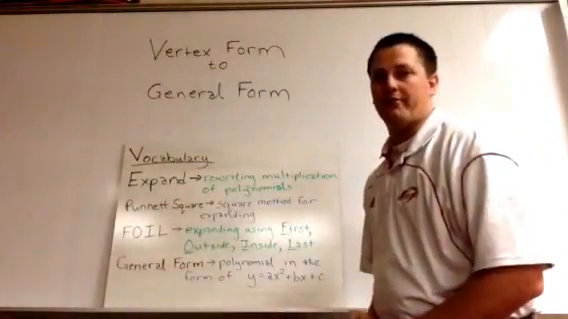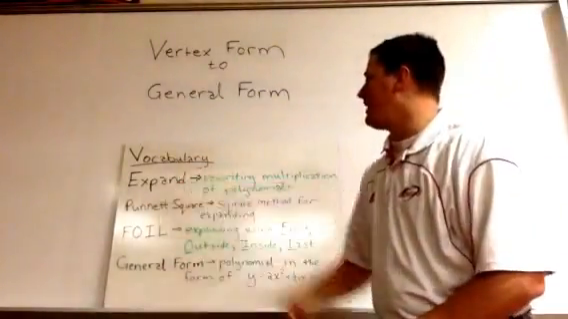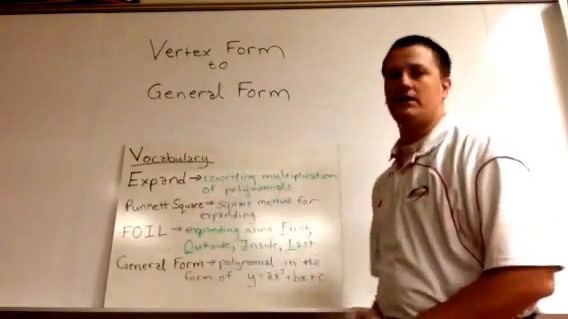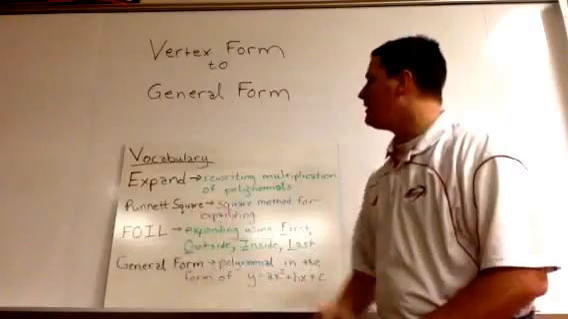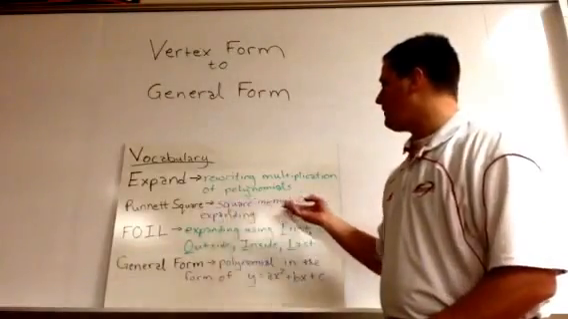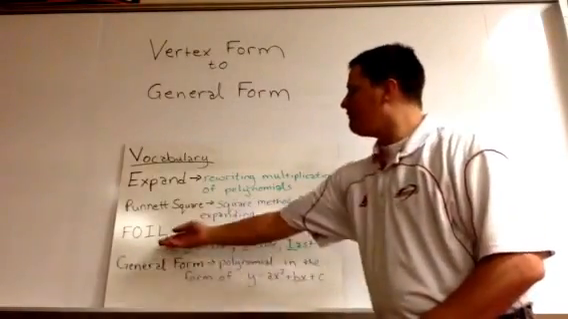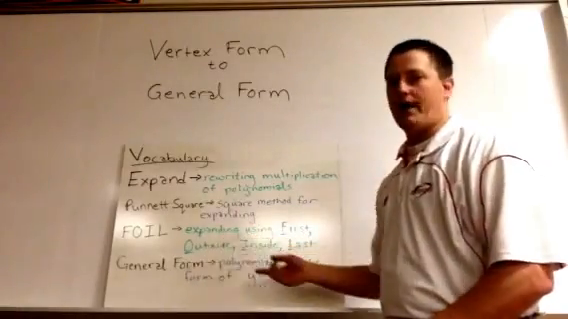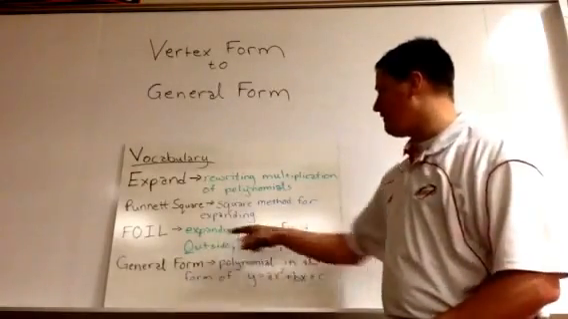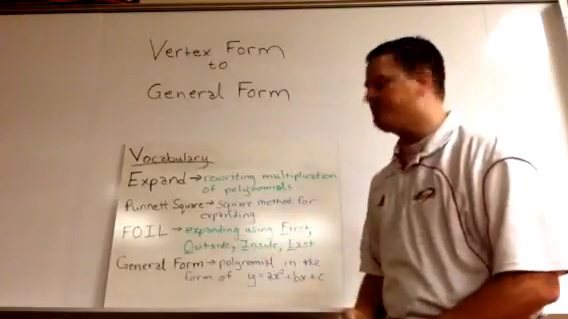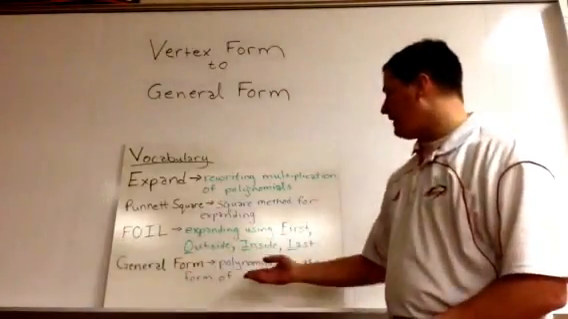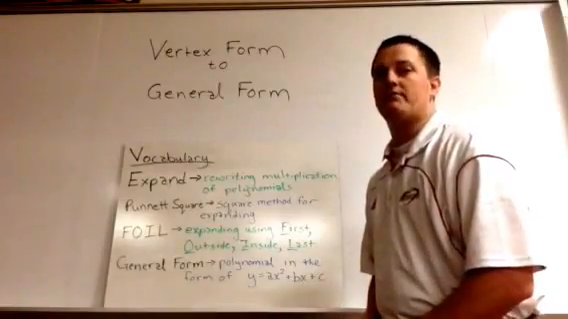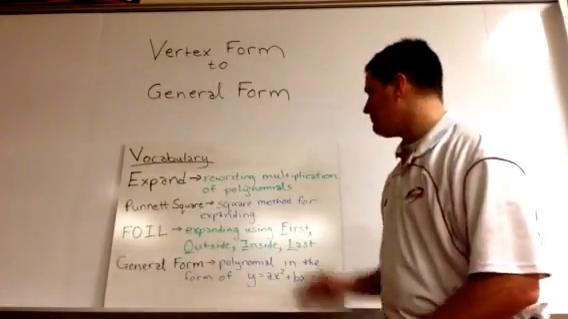Our vocabulary for this lesson starts with expand, which is a version of rewriting multiplication of polynomials. Punnett Square, which is a square method for expanding. FOIL, which is expanding using first, outside, inside, and last. F-O-I-L, FOIL. General form, polynomial in the form of y equals ax squared plus bx plus c.